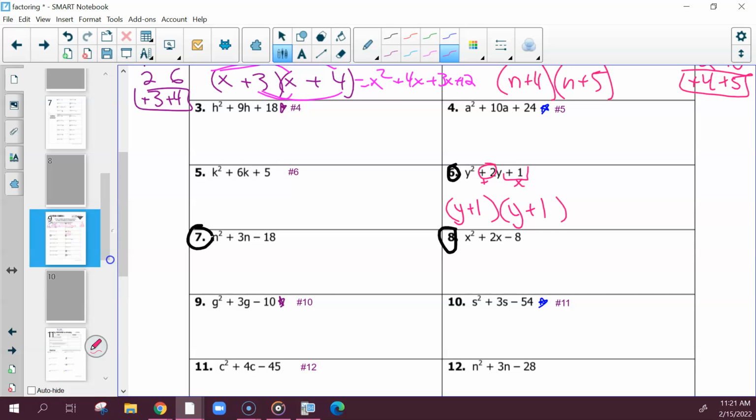You could simplify this because these are the exact same. We can say this is the same thing as y plus 1 squared. Both of those answers would be acceptable. On those ones we've done so far, do we have any questions on those?